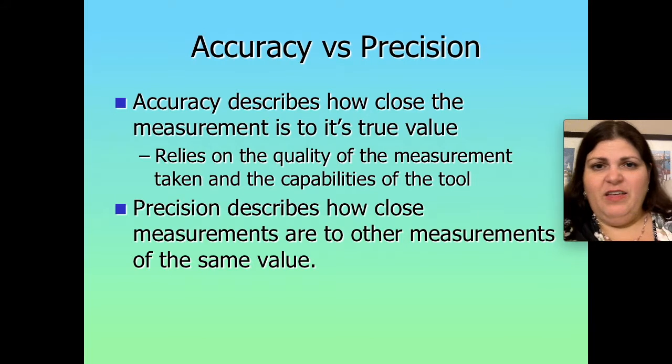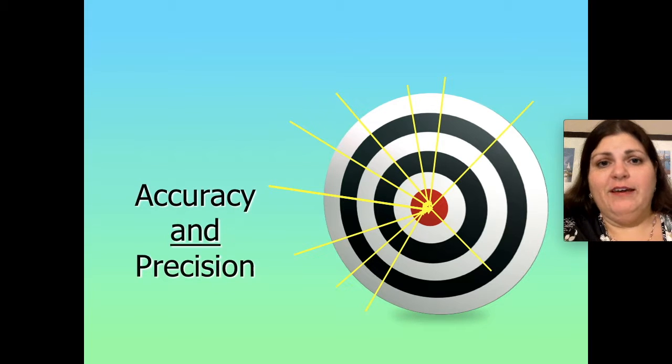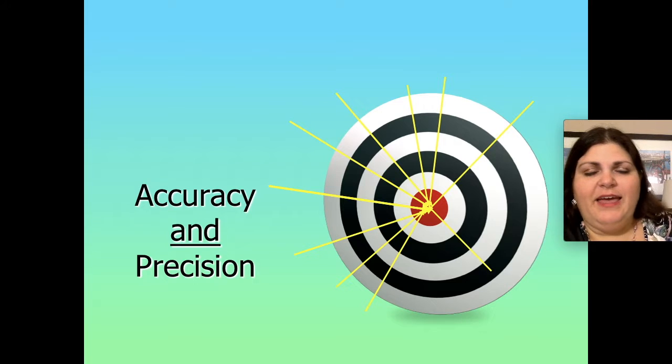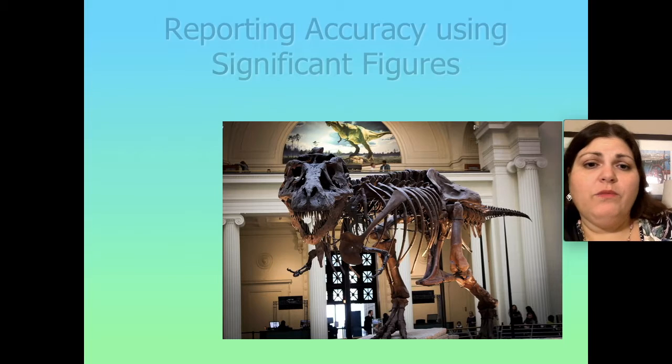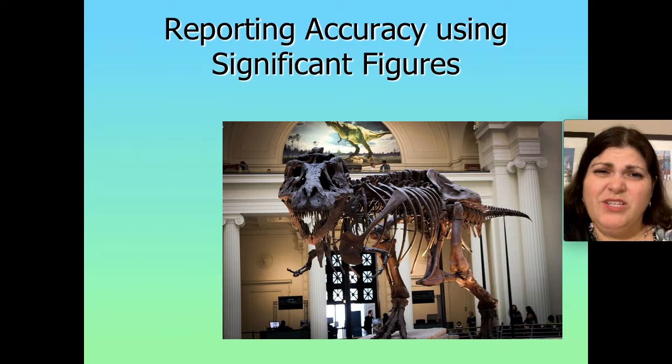If you had a piece of gunk on your scale, every mass you measured would be off by the weight of that gunk. We want to make sure that that doesn't happen, so we want both accuracy and precision, so we're trying to hit the target every time. When we report our accuracy is where most students have the most problems. We report accuracy using something called significant figures, and it's, like I said, really challenging for a lot of students.